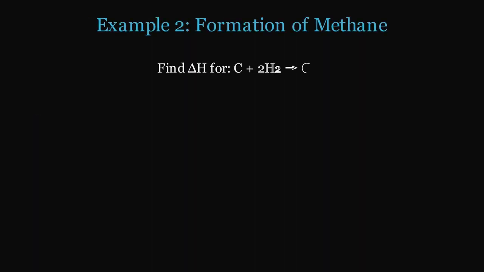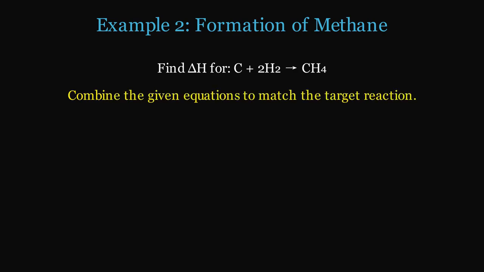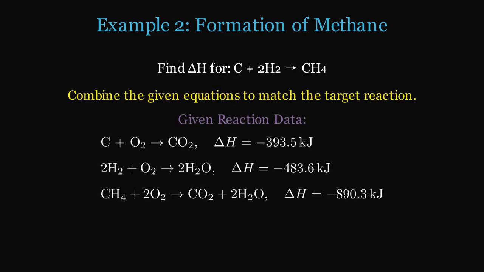Now let's move on to a slightly more complex example, the formation of methane, CH4, from carbon and hydrogen. The target reaction is carbon plus 2 hydrogen gas produces methane. We are provided with 3 equations. The key to solving Hess's law problems is identifying how to manipulate these reactions to match the target equation. Sometimes we'll need to reverse reactions or multiply them to adjust coefficients.